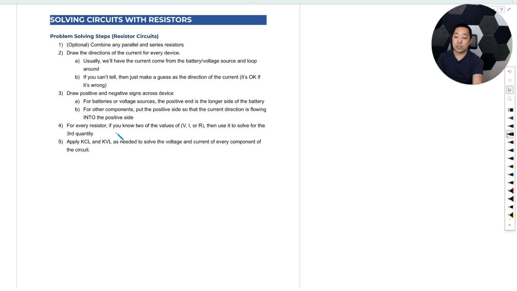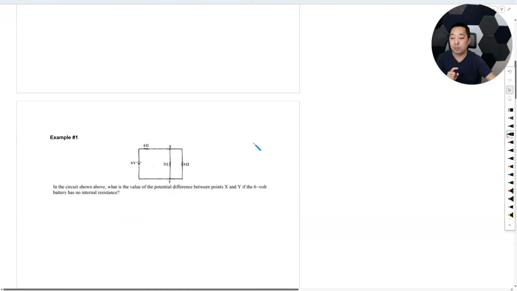And then for every resistor, if you know two values of V, I, or R, then use V equals IR to solve for the third quantity. And then we apply KCL and KVL to solve the voltage and current of every component in the circuit. And that's what we're going to do. So let's go through a few examples of how this operates.